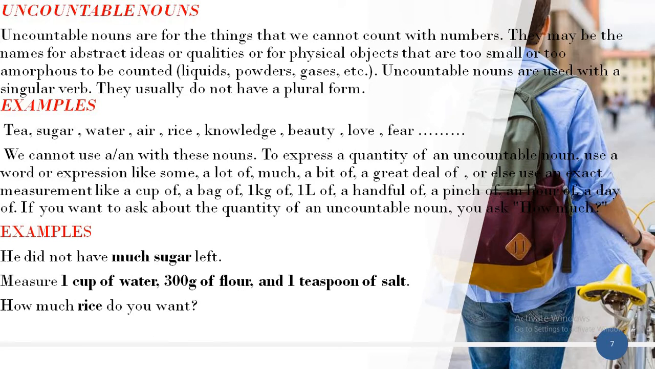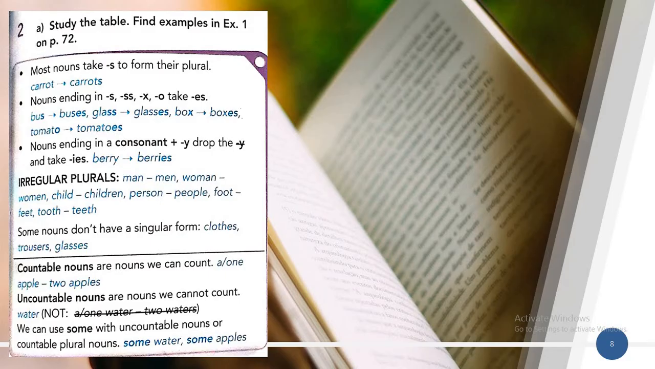So please, again, I will ask you to reread the rule for more understanding. And now, let's move to your book, I guess page 73. Okay, study the table, find examples in exercise 1. So, study the table please, before we move to the summary or to the conclusion.